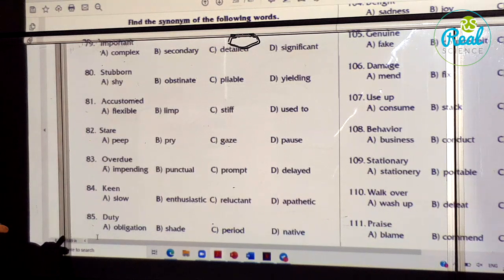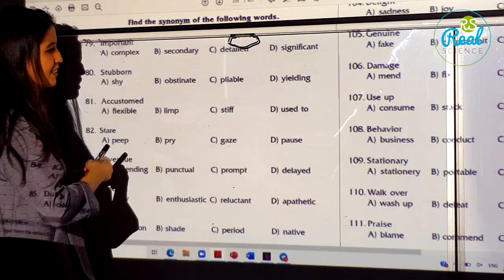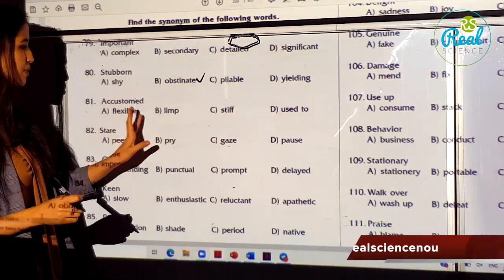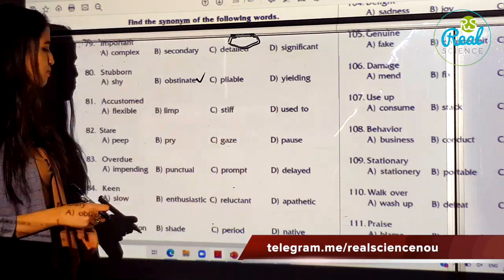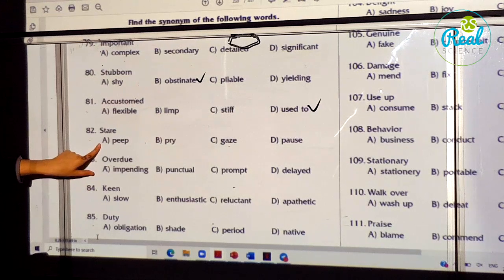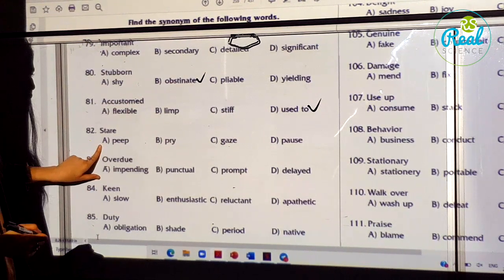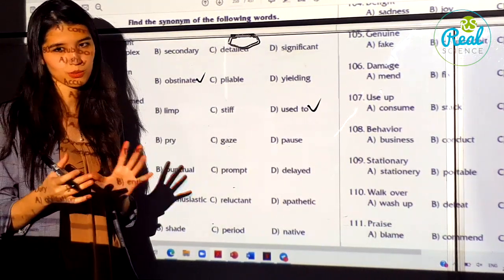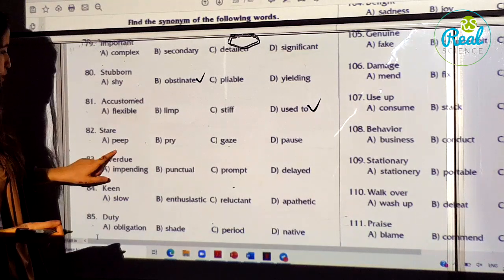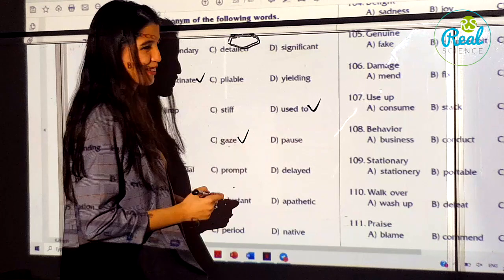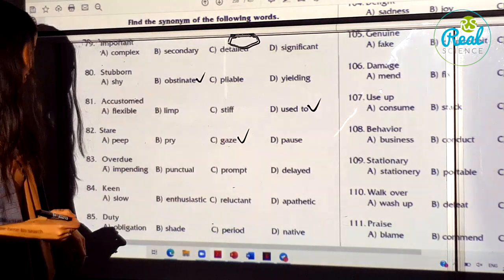Obstinate. Yes, that's suitable. Accustomed, flexible, limp, stiff, or used to. Used to. Great. Clear. Gaze. Adjusted has the same meaning. Yes, they are quite similar. We can use them. Okay, stare, peep, pry, gaze, or pose. Gaze. It's good that you remember this word.